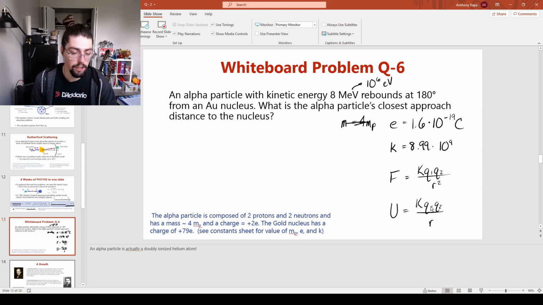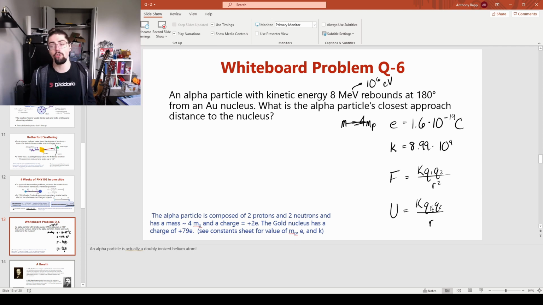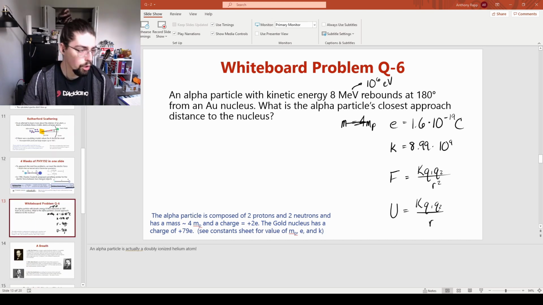But I want you to take the next handful of minutes here, say 3 or 4, and come up with an answer. How close can these two particles get before the alpha particle gets deflected all the way backwards? Give it a shot. Okay, so let's go ahead and try this.